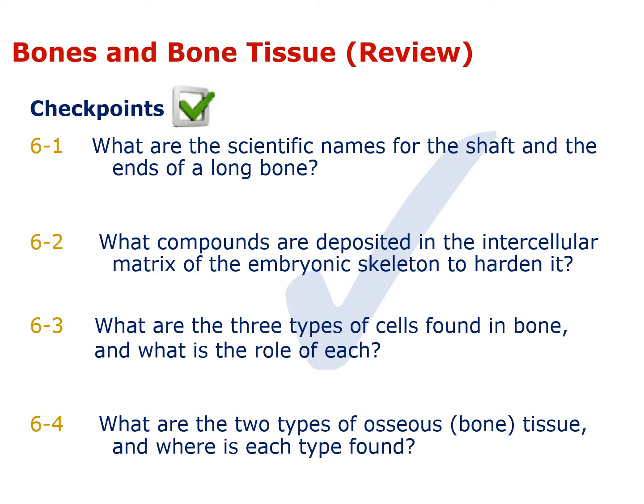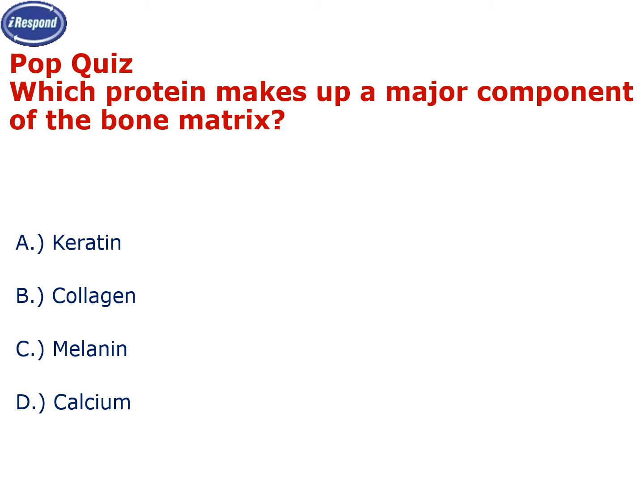Good. What are the two types of osseous bone tissue? Compact and spongy. Okay. Where is compact? Shaft of long bone and around the outer edges of your irregular bones. And where's the spongy bone? Inside the ends of long bones and inside your irregular bones. Okay. Which protein makes up a major component of the bone matrix? Collagen. Collagen's a protein.